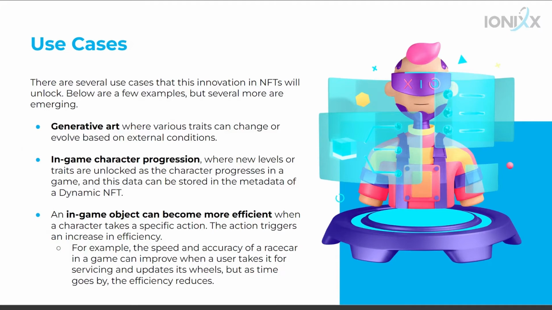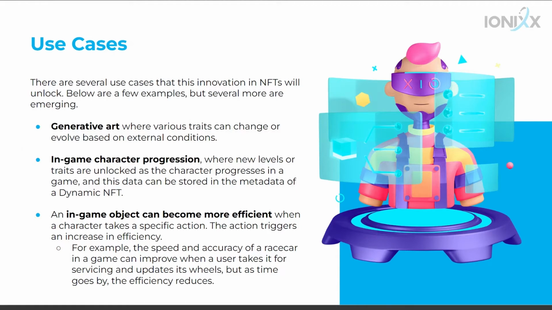Another example, sticking with the game examples for a second, is an in-game object, which is not a character but an object. Like, let's say it's Thor's hammer in a game or something of that sort. So when a character takes a specific action, the action triggers increased efficiency. For example, you could have the speed and accuracy of a race car. The race car in this case would sit in a dynamic NFT, and the speed and accuracy of it would improve when a user takes it for servicing and updates its wheels and whatever else. But as time goes by, the efficiency then reduces.